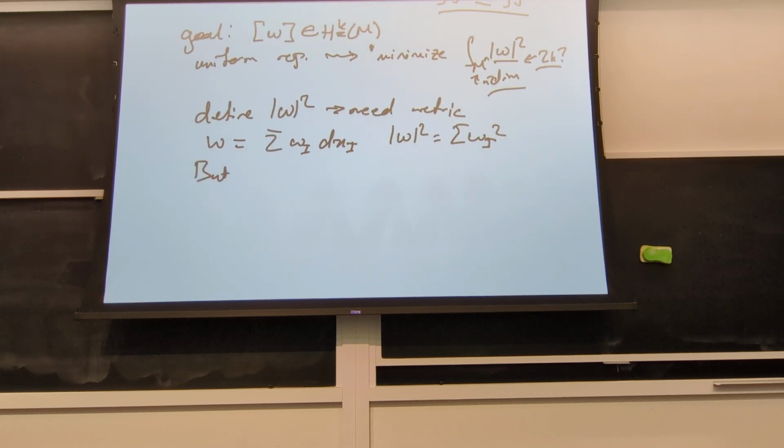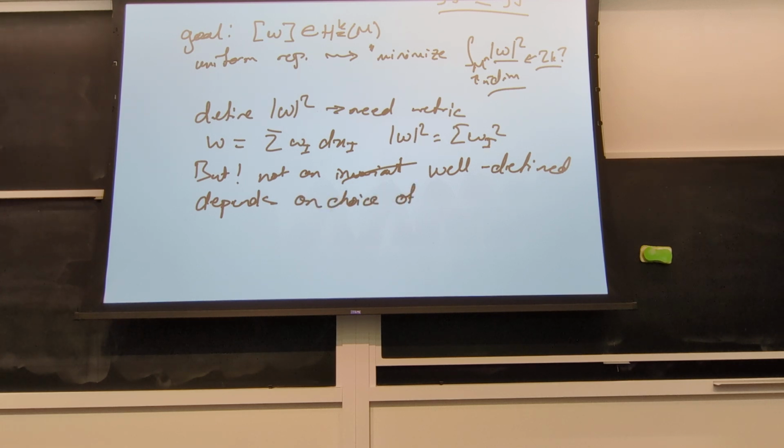But this is not invariant, or I guess I should say it's not well defined, because it depends on the choice of x_i. It depends on the choice of your coordinates. So if you shrink your coordinates, for example, then the coefficients would grow, and so the norm would change.